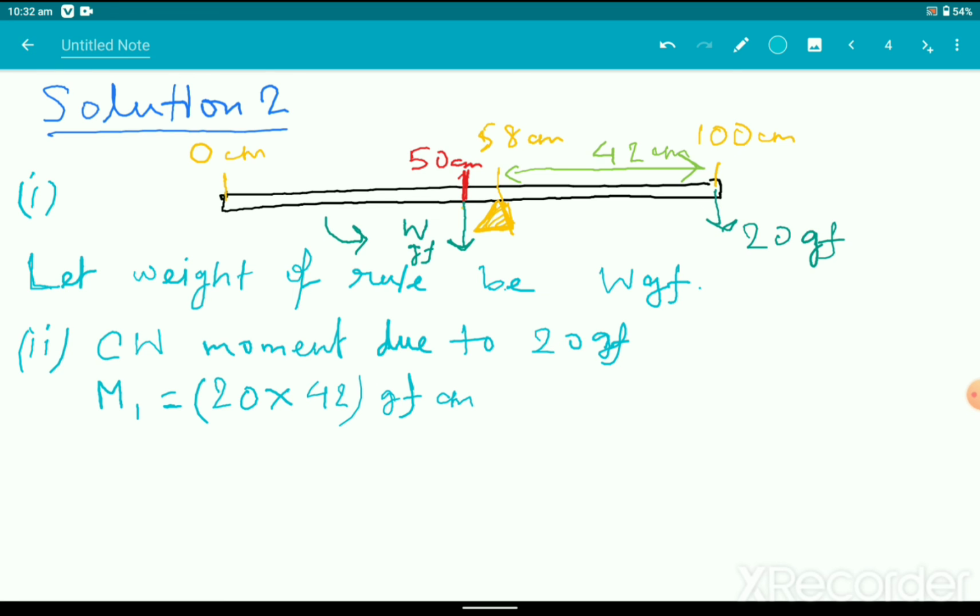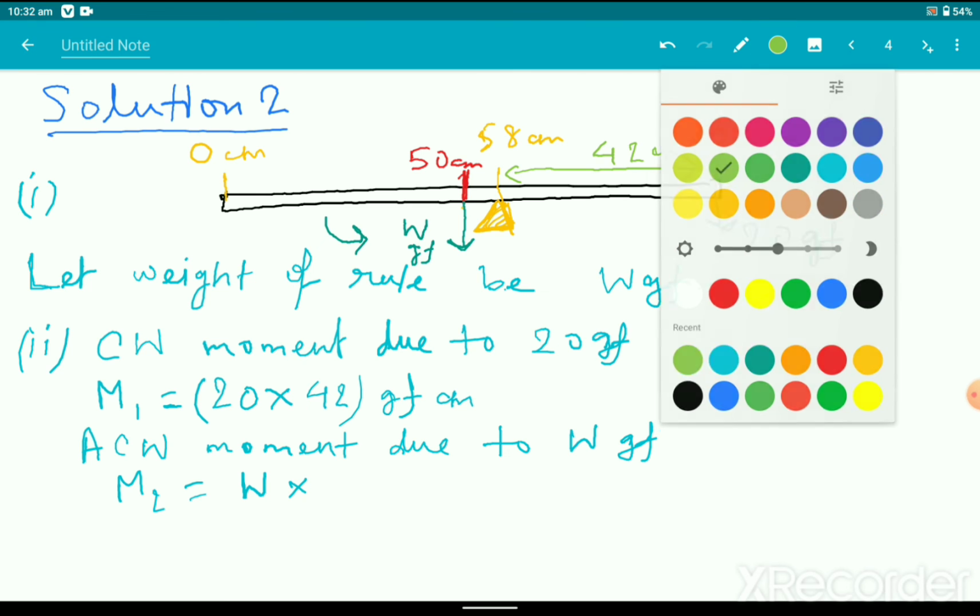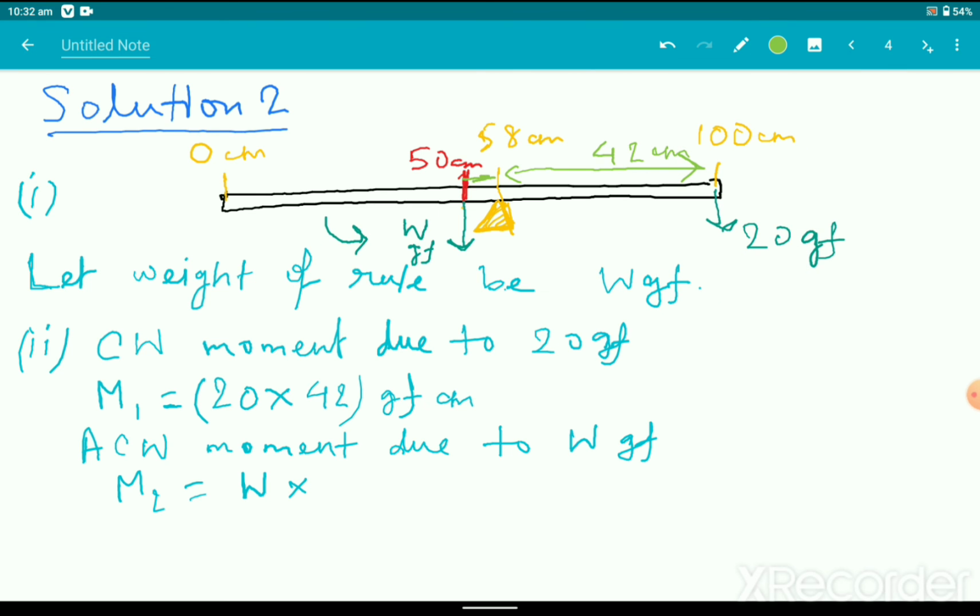Now what will be the anti-clockwise moment? The anti-clockwise moment will be created due to the weight of the rule. Anti-clockwise moment due to WGF. Let us consider it is M2. So M2 will be, we don't know the weight W, so W into the small distance. This is a very small tiny distance. This distance will be 58 minus 50, so it's 8 centimeter. So we can write this as W into 8 GF centimeter.